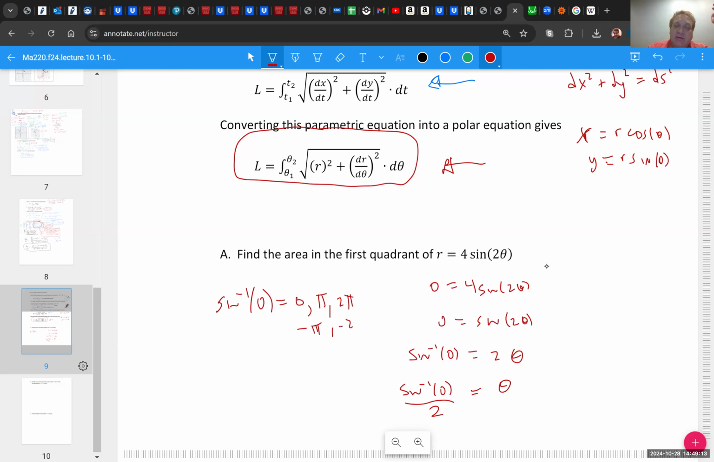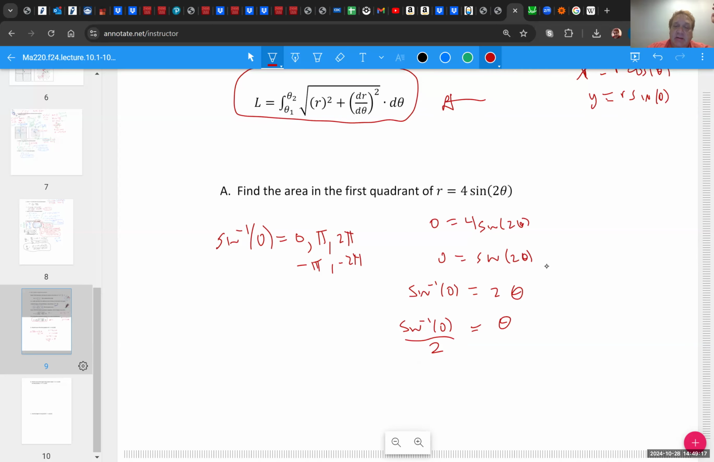There's lots of answers for these guys. But I have to divide by 2. So I'm going to get 0 divided by 2, pi divided by 2, 3 pi over 2, negative pi over 2, etc. So I get a bunch of different values for that. I just have to find 2 of them. Let me try the first couple, 0 and pi over 2.